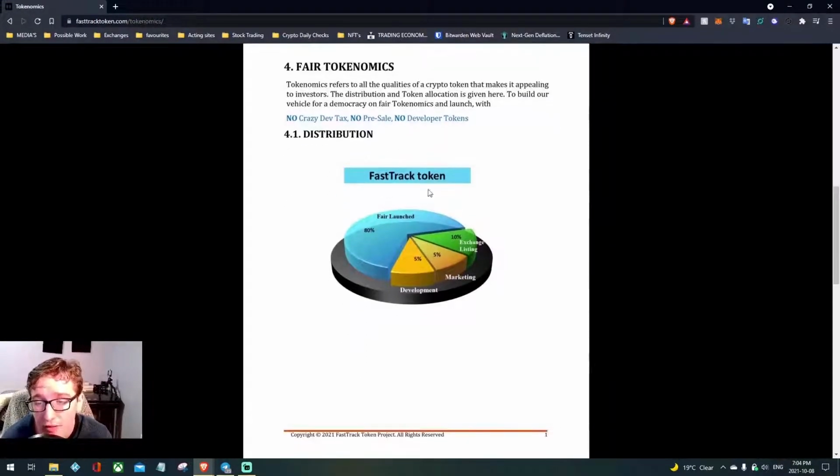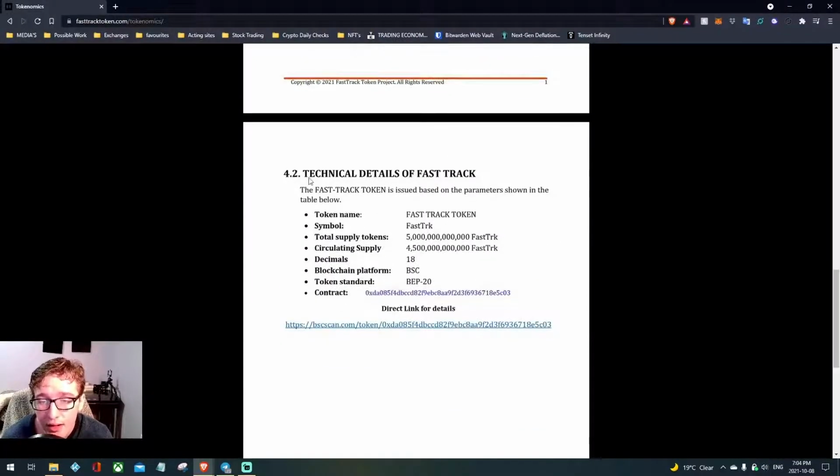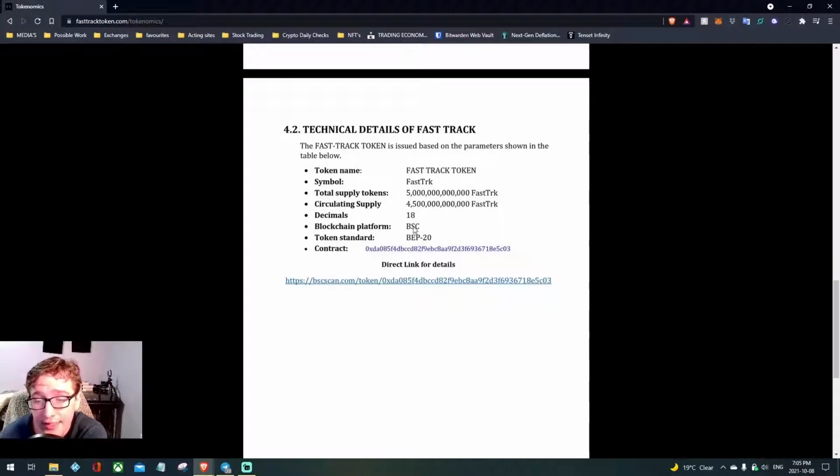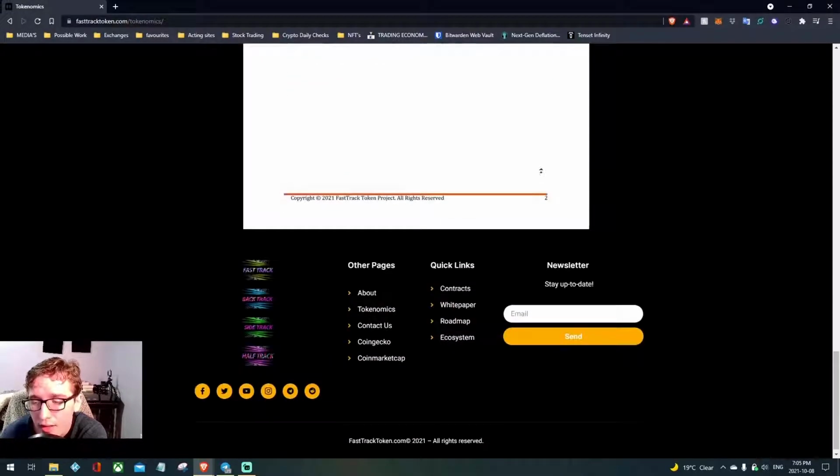The distribution, Fast Track Token project: fair launch 80%, 10% exchange listings, 5% marketing, 5% development. Technical details of the Fast Track Token project. The Fast Track Token is issued based on the parameters shown in the tables below. There's the token name, the symbol FAST TRK, total supply 5 trillion, circulating supply 4.5 trillion, decimals 18, block BSC, token standard BEP20.